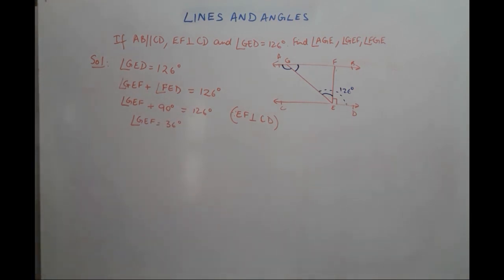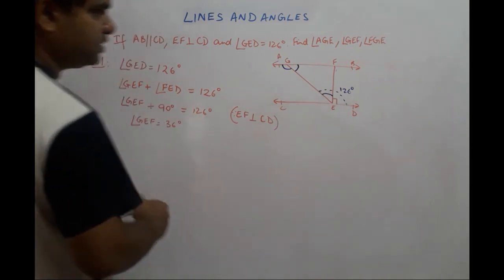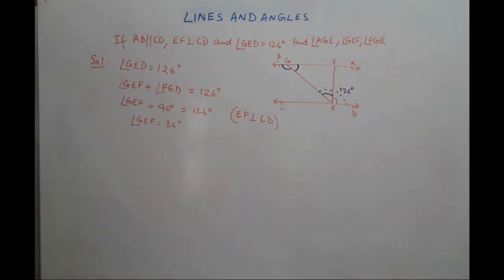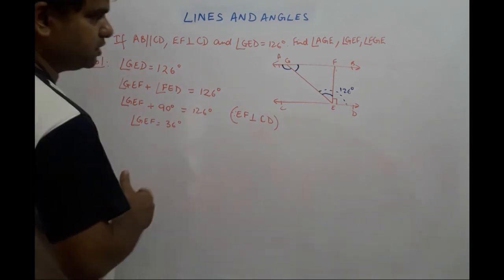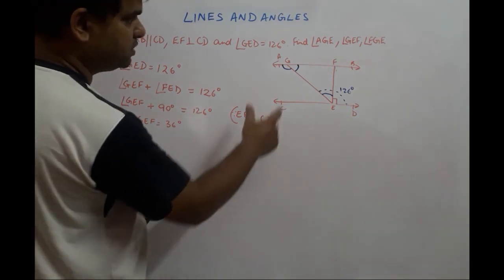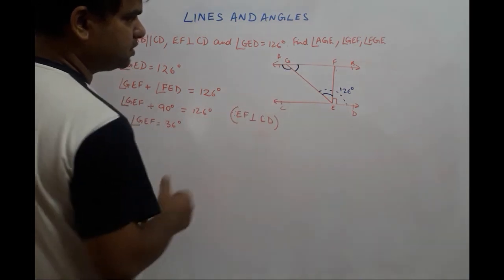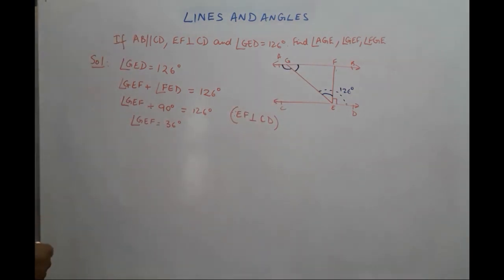So we get angle GEF equal to 36 degrees. Got it? Fine. Now that we have got angle GEF equal to 36 degrees, we need two more angles. One of those angles is here and here. How do we get those angles?